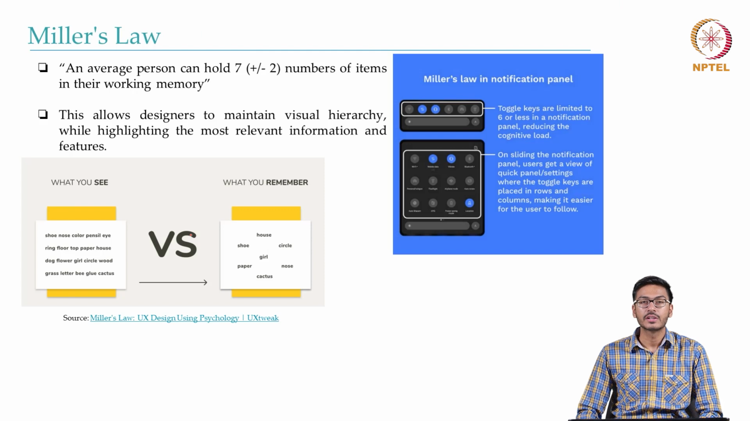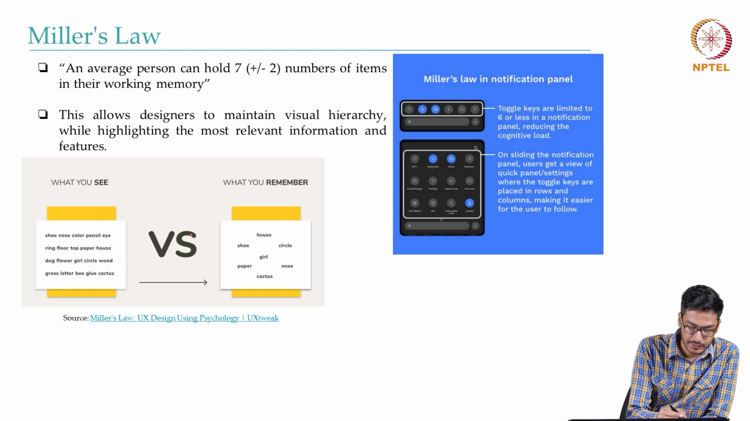Now we also have some laws that help us reduce the cognitive load of an interface or a product. The first we have is Miller's law. Miller's law simply states that an average person can hold 7 plus or minus 2 items in their working memory. So Miller's law simply says that an average user can contain 5 to 9 items in their memory at a time. This allows designers to maintain a visual hierarchy while highlighting the most relevant information and features.